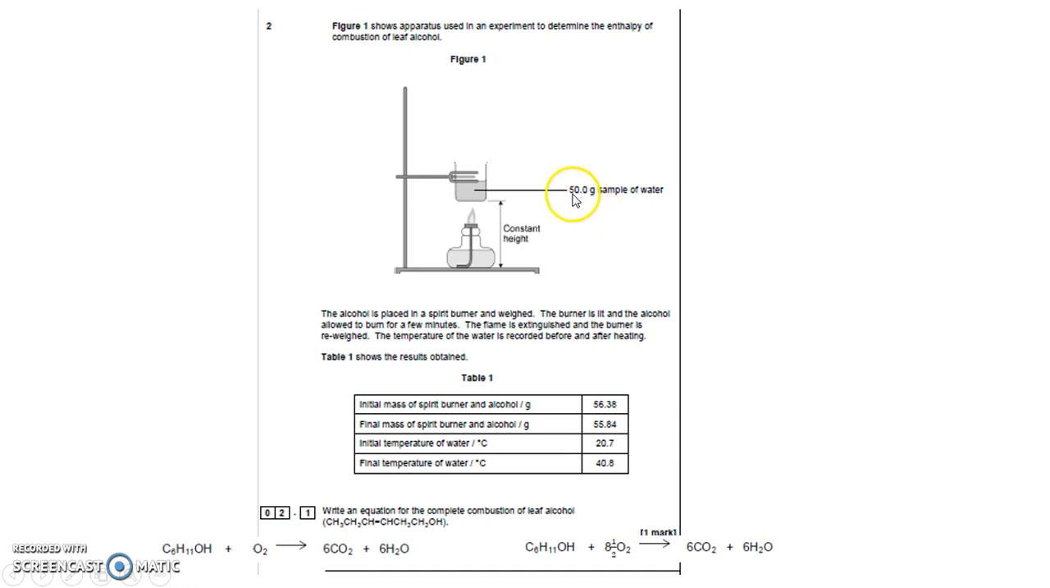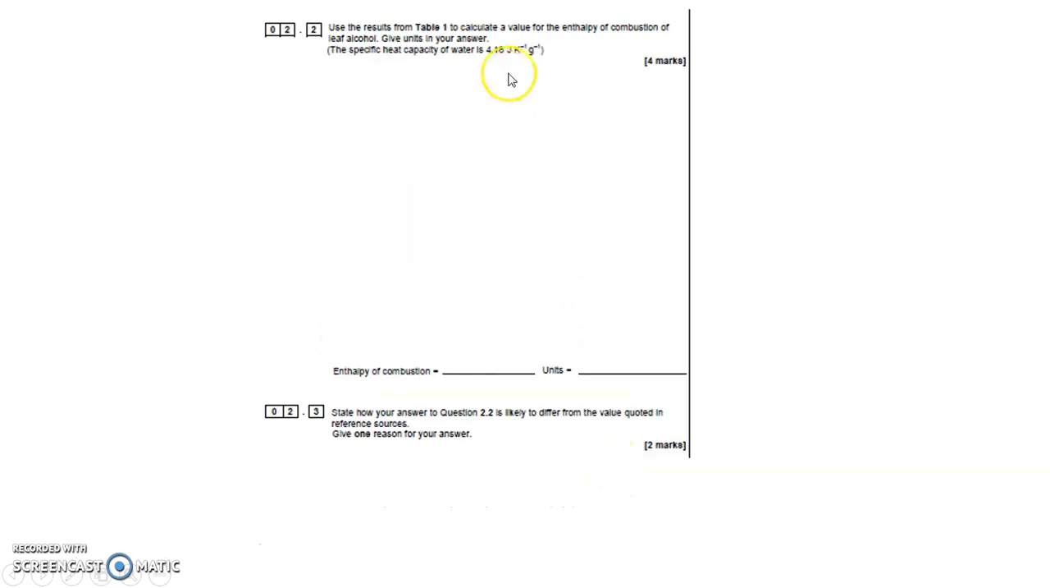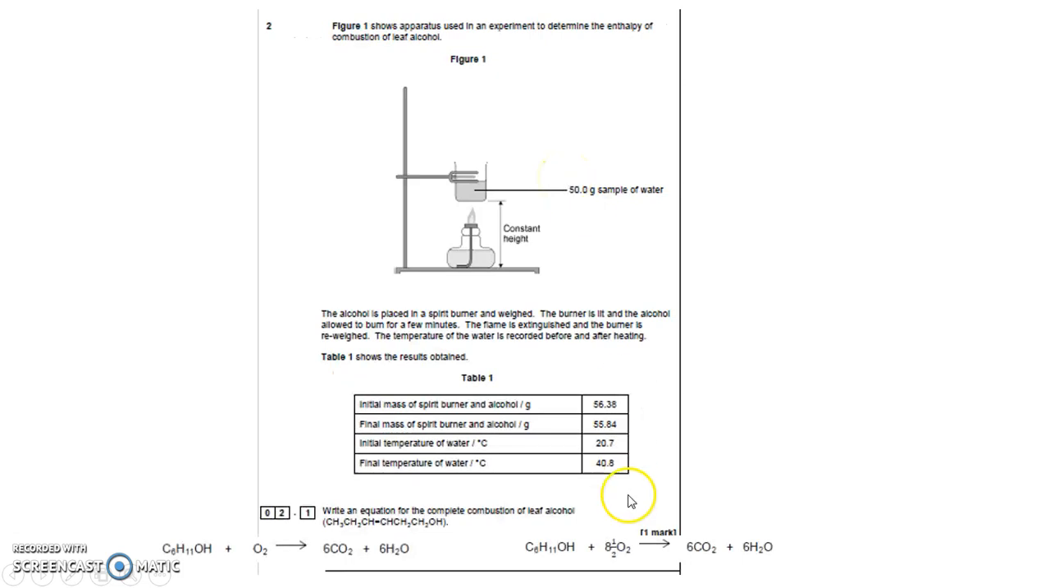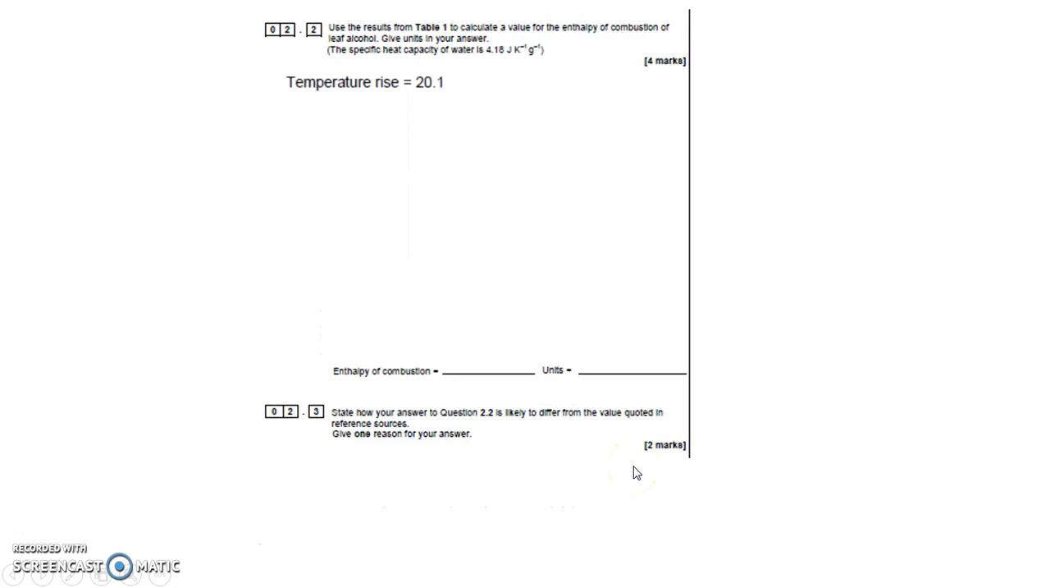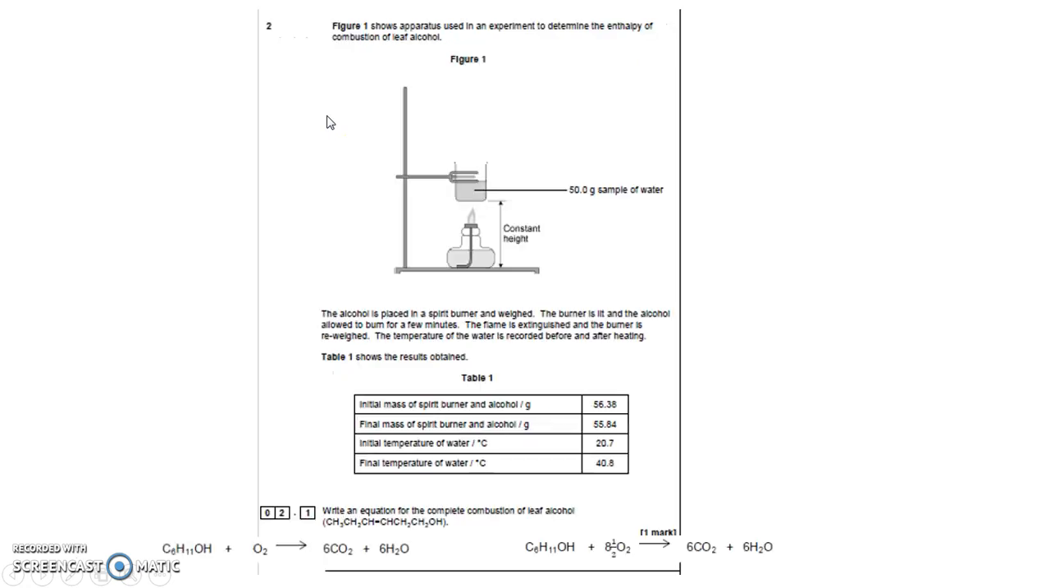So what have I got? I've got delta H, heat change, or Q, is minus 50 multiplied by 4.18, which is the specific heat capacity, multiplied by the temperature change. So my first job is to get the temperature change. It's gone from 20.7 to 40.8. It's gone up by 20.1. So my temperature change is 20.1, and then Q, or delta H, heat change, is minus, there should be a minus in there actually, minus 50 multiplied by 4.18, that's the mass. 50 is the mass of the water that I'm heating up there.